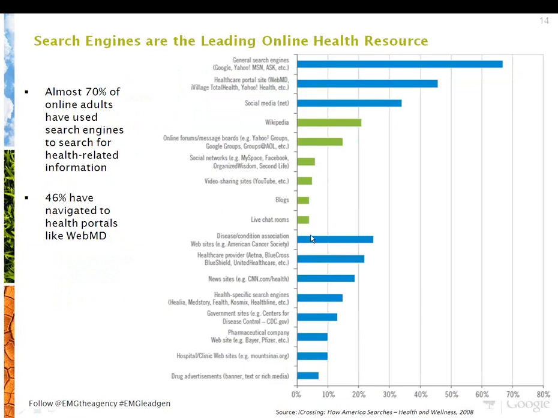And this may not come as a big surprise, considering most of us use search engines to look for any type of information, but we do see that 70% of online adults have used search engines to search for health-related information. That's really the first point of contact where people go online and they don't know your website, so they try to Google it or go on Yahoo or MSN to search for that information. And 46% have navigated to health portals such as WebMD. And we also see a growing majority using social media as a channel to obtain health information.